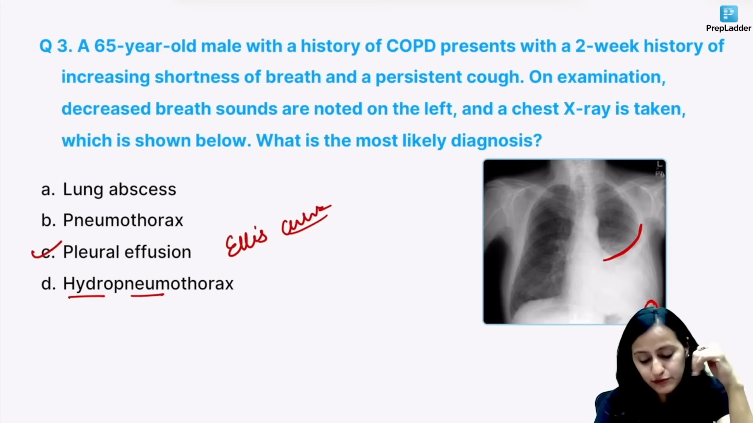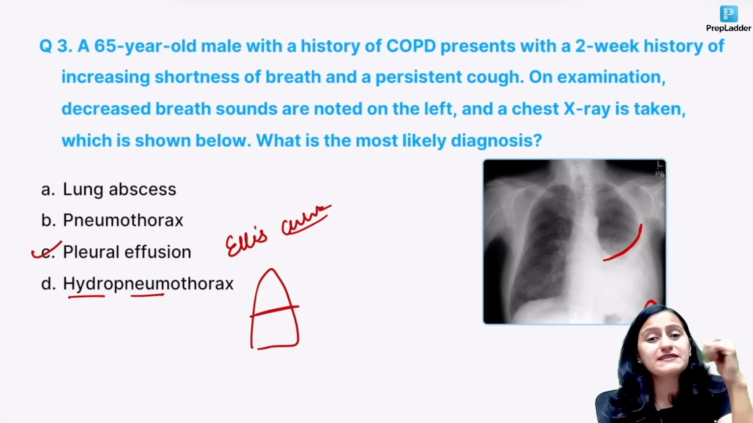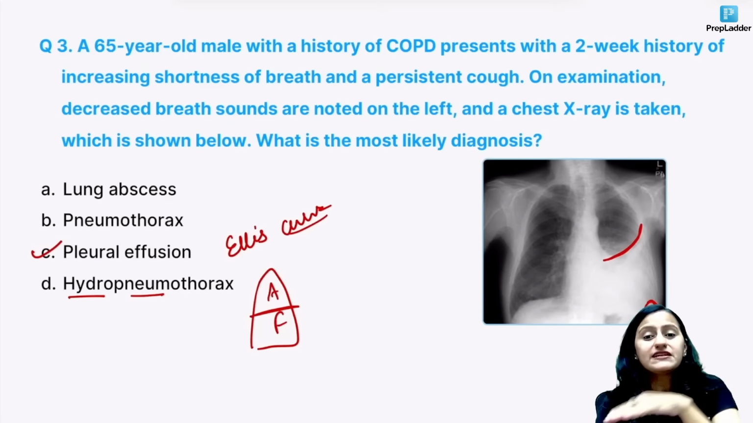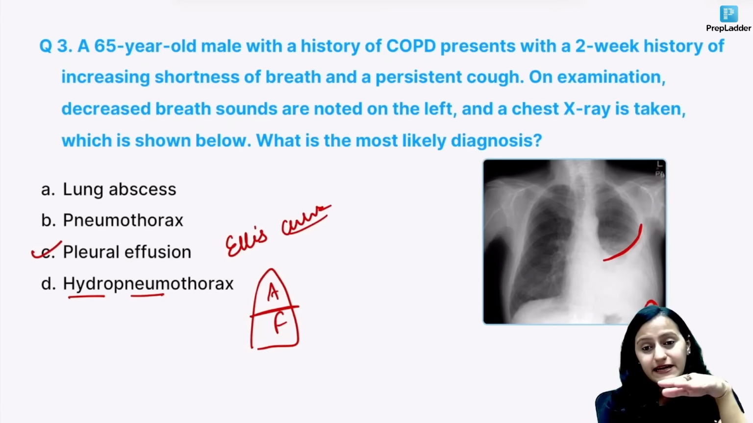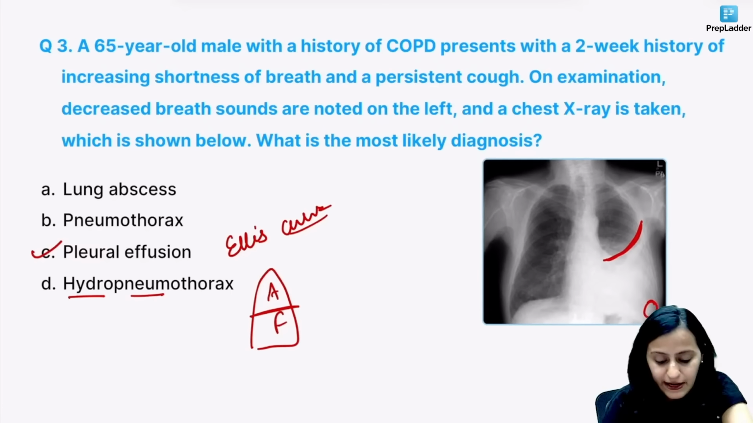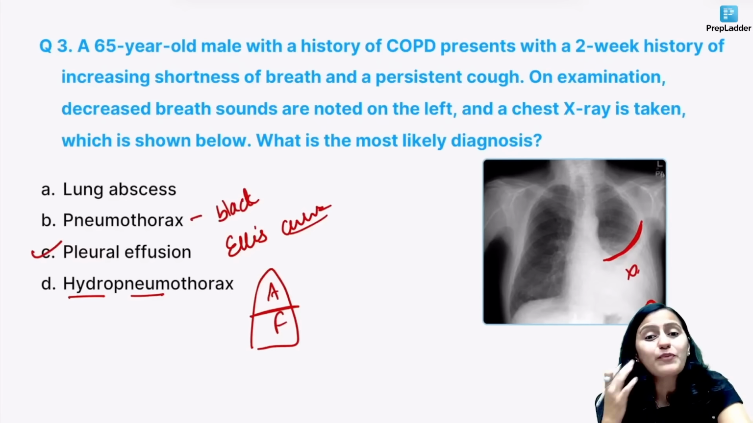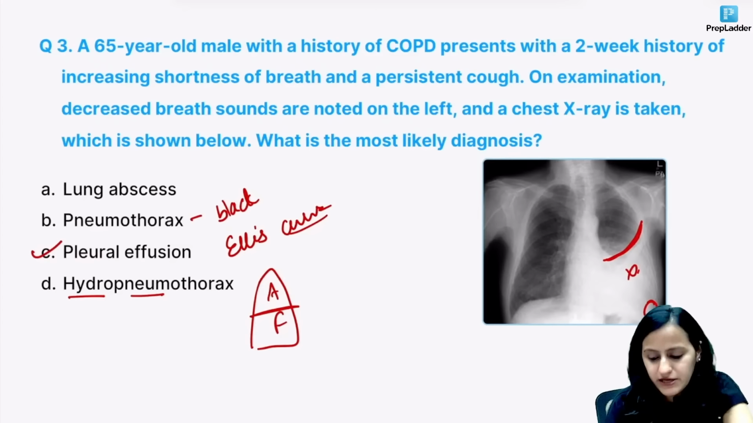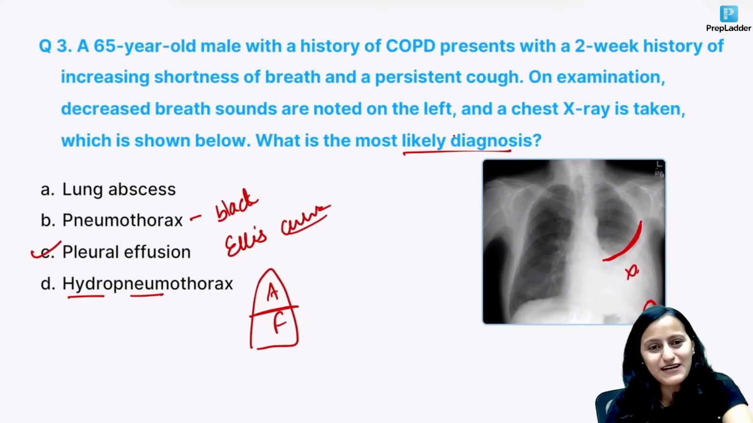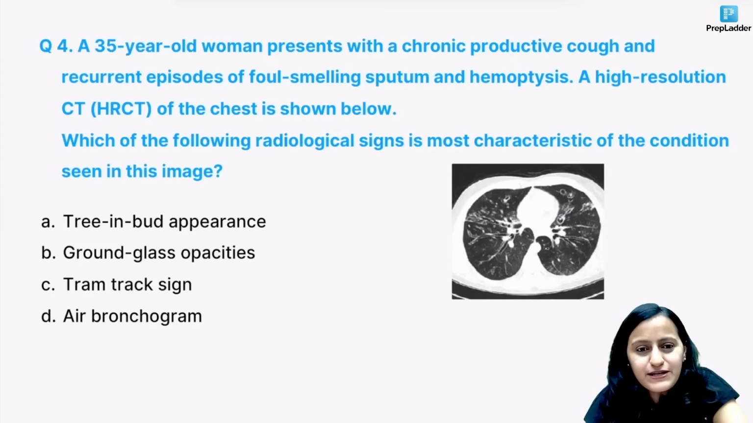So air fluid present. When air and fluid are present together, the air fluid level is a horizontal level, right? On the other hand, pleural effusion always is a curve, and pneumothorax is air. It is going to be black. It is not going to be white pathology like this. So this is a spotter image. So what is the diagnosis? This is pleural effusion. Very correct, Kashyap. Absolutely right.